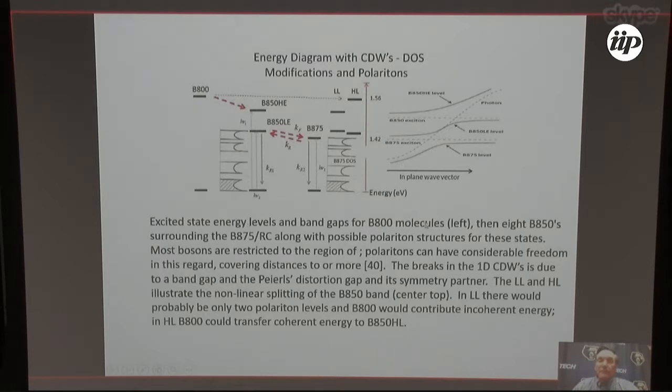Nonetheless, this polariton, along with possible structures, the bosons are restricted to regions. Polaritons are considered freedom in this regard, considering distance of two or more. Something strange here. In any event, this platform of the B850, B875, B800 seems to be very stable. And with these low-level and high-level, if there were low-level light, you'd probably only have two polaritons, because this can easily just shift and carry the load, because that high level is not going to be populated. It's going to be down here.